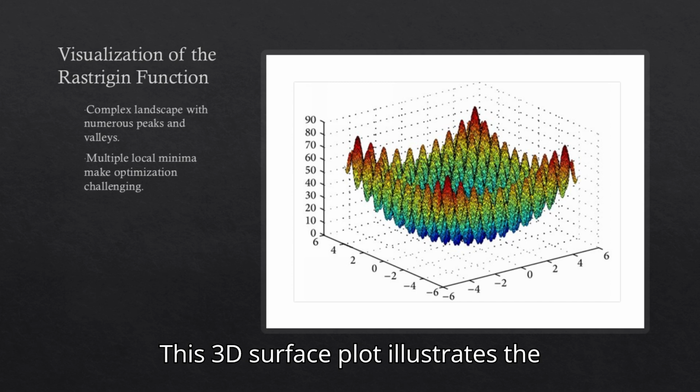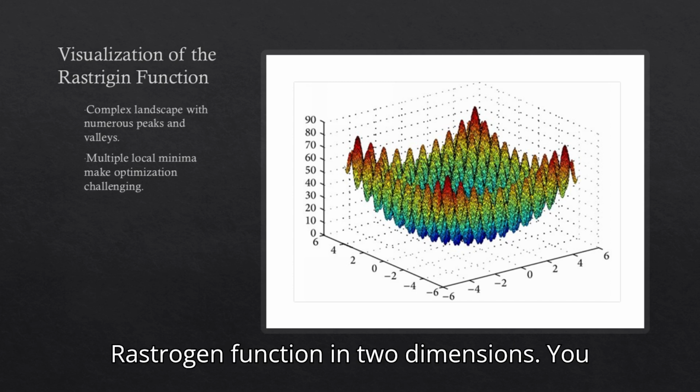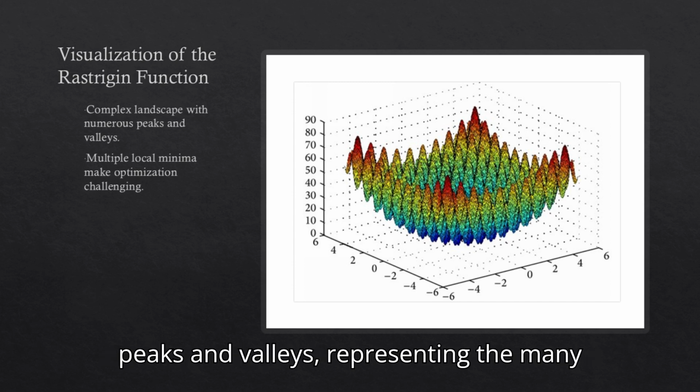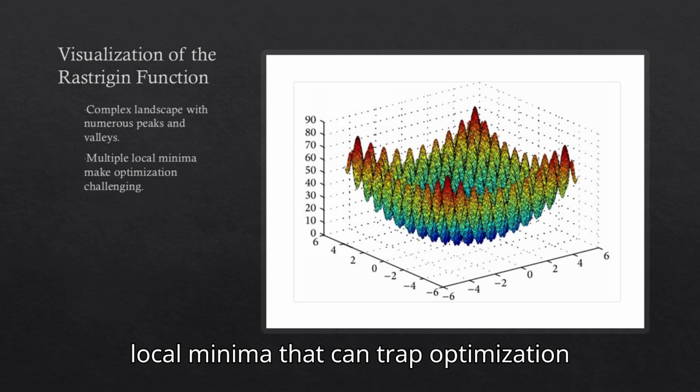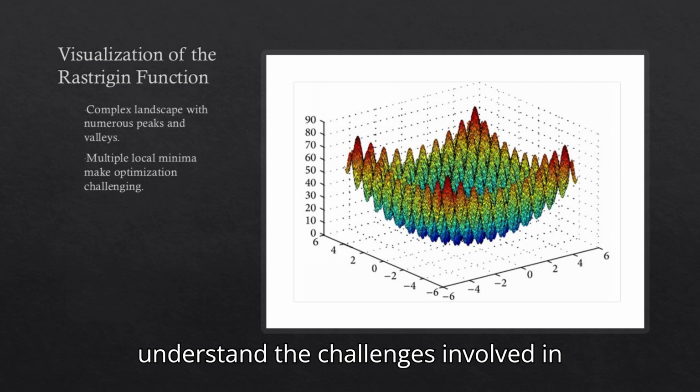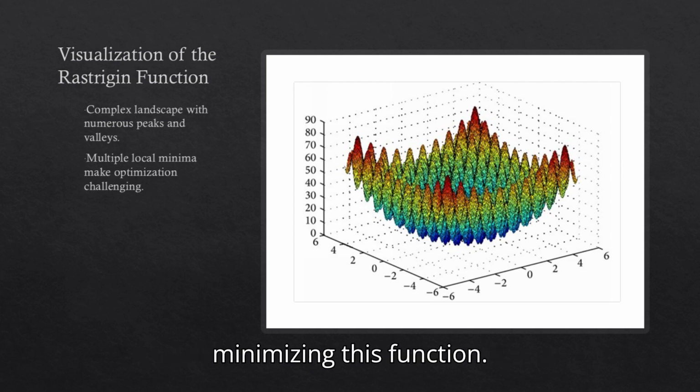This 3D surface plot illustrates the Rastrigin function in 2 dimensions. You can see a complex landscape with numerous peaks and valleys, representing the many local minima that can trap optimization algorithms. This visualization helps us understand the challenges involved in minimizing this function.